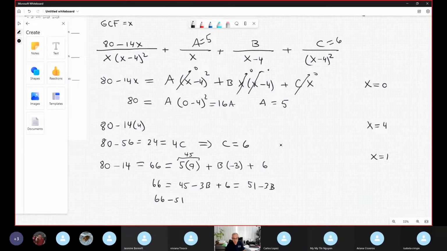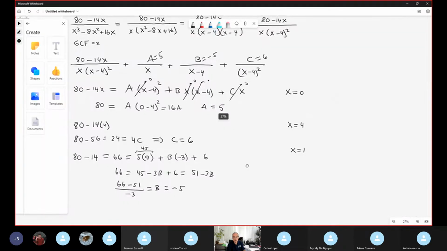66 minus 51 divided by negative 3 is B. And 66 minus 51 is 15, and 15 divided by negative 3 is negative 5. So my final answer is 5 over x, minus 5 over x minus 4, plus 6 over x minus 4 squared. That is the partial fraction decomposition, and this corresponds with option C.